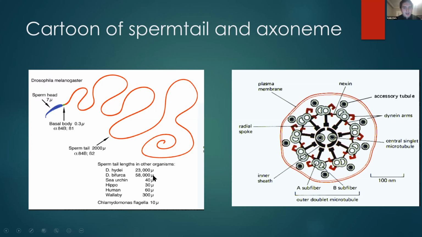And here you can see some other sperm tail lengths below the drawing. You can see that both flies are at least 20,000 microns, and then you can see humans at only 60. So you can see just how large these are when you think about how small a fruit fly is. It's kind of crazy how big their sperm tails are. So it shows they might need something pretty impressive to maintain that length.